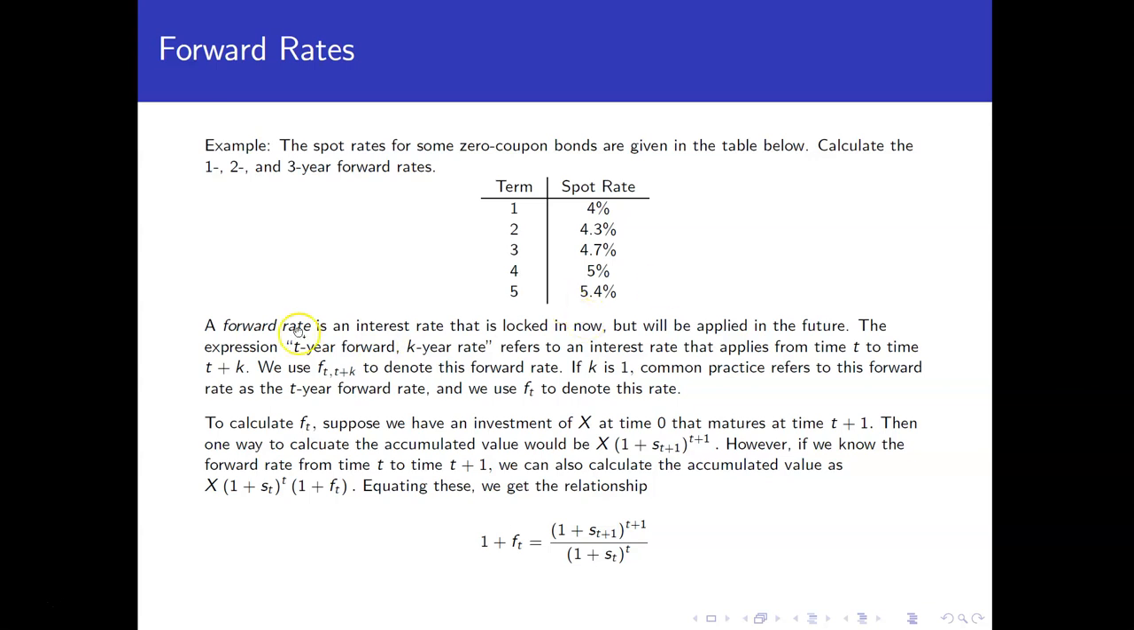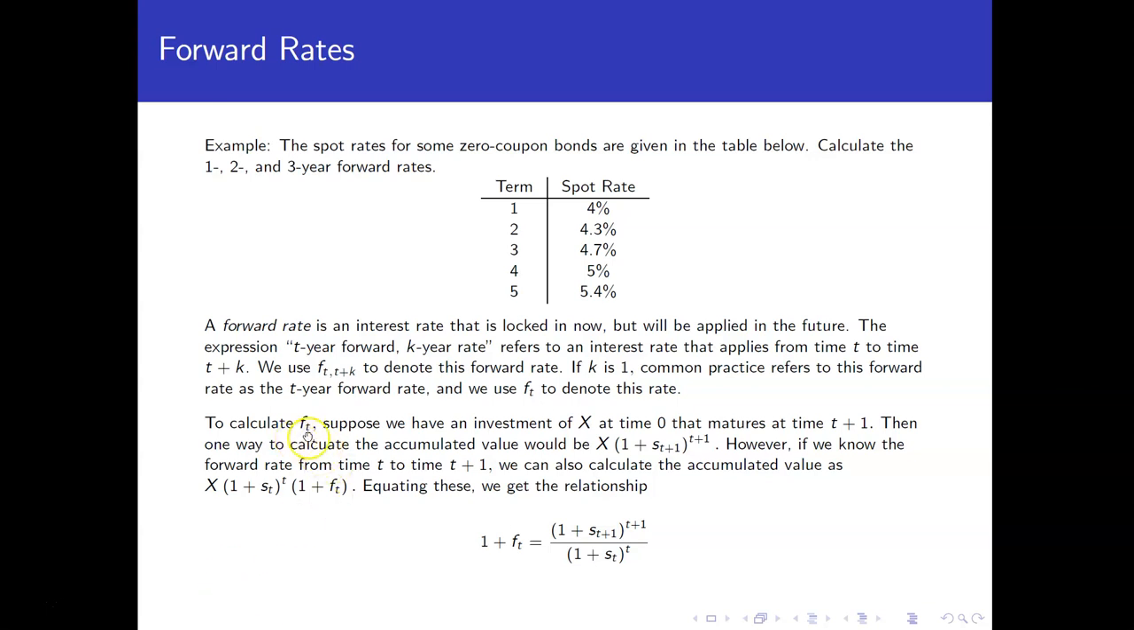All right, so when we say we have a t-year forward, k-year rate, that means we're going to have a rate that's going to take effect at time t and go for a period of k years. So it's going to go from time t to time t plus k. We use the notation f sub t comma t plus k in this case. Now, if k is equal to 1, meaning we have a period of 1 year that the interest rate is going to take effect for, then we just ignore the second subscript and write f sub t and call that the t-year forward rate. So it's important to know that f sub t goes from time t to time t plus 1.